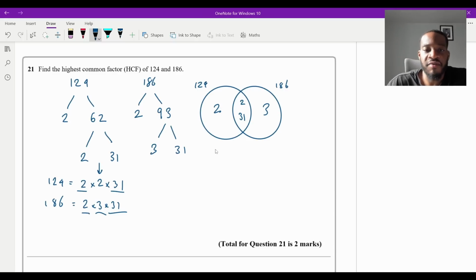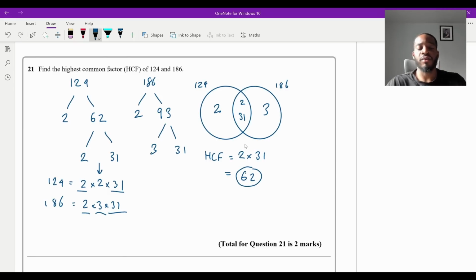To find the highest common factor, all you do, and it's always the same thing, you just times all of the numbers inside the middle, the overlap. So the answer is going to be 2 times 31, which is just 62. So the highest common factor of 124, 186 is 62. And if they asked you for the lowest common multiple, you would times all of these numbers together, and that will give you the answer. But yeah, that's it. So that's question 21.